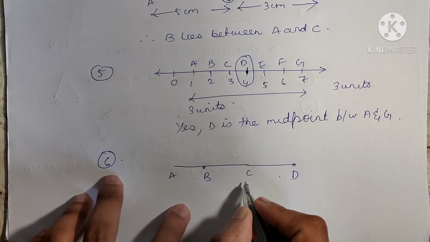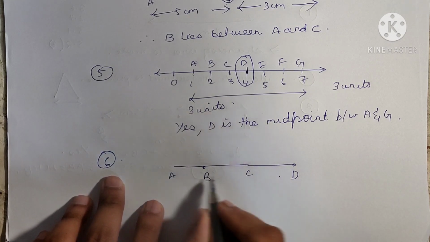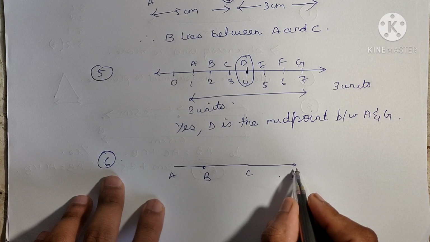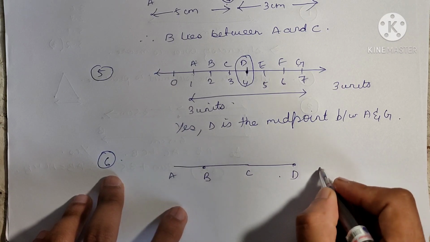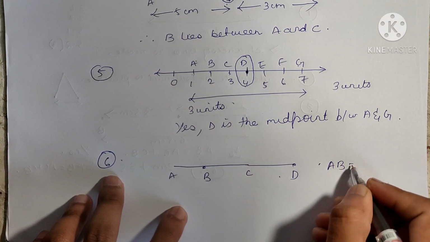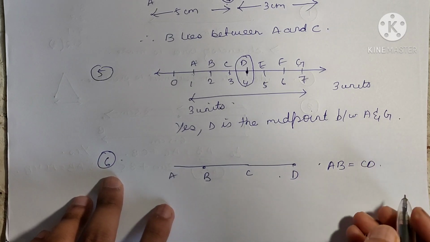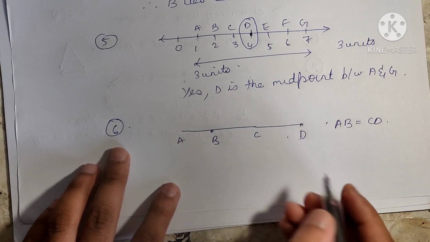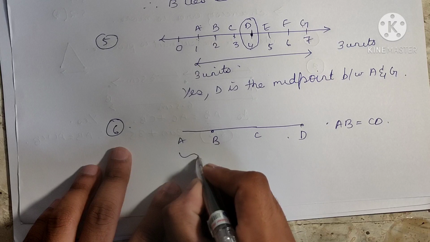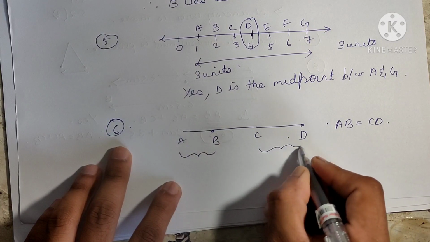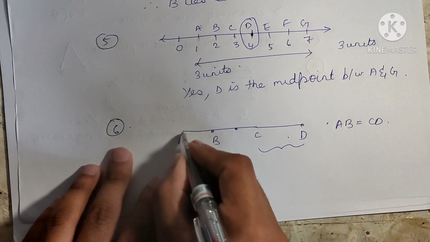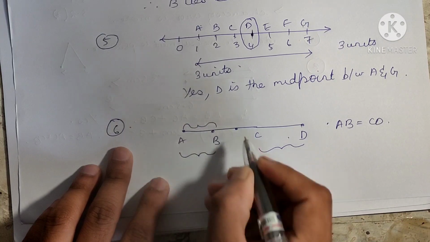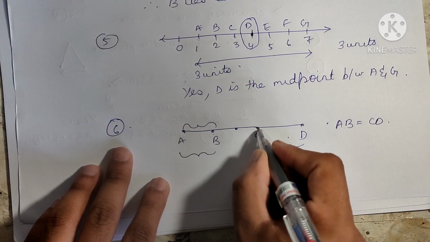After that it is saying A, B, C and D are in a straight line. So we have drawn them in a straight line. We have to prove that AB equals CD. How will you prove? Very simple. If you see the midpoints, AB equals CD, because both of them are having 2 units, isn't it? Both of them are having 2 units, 1, 2 and 1, 2.